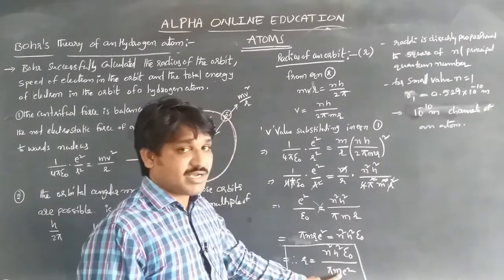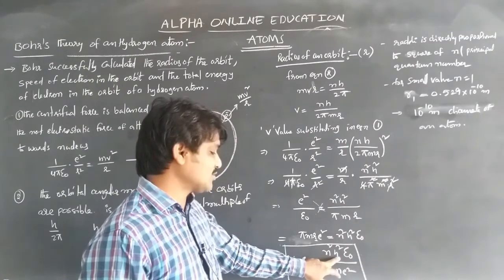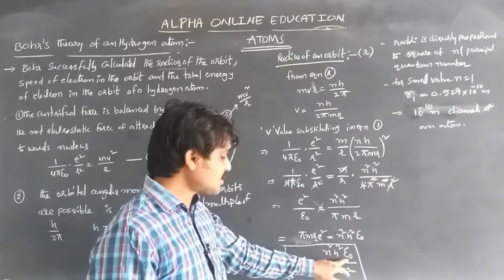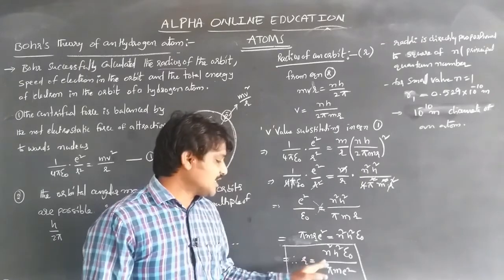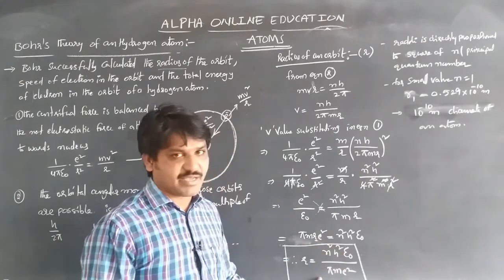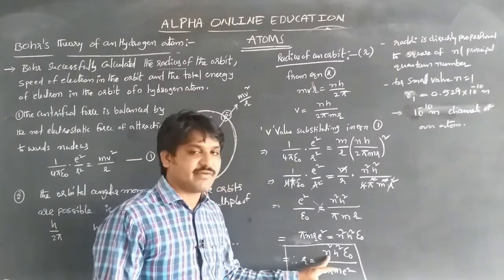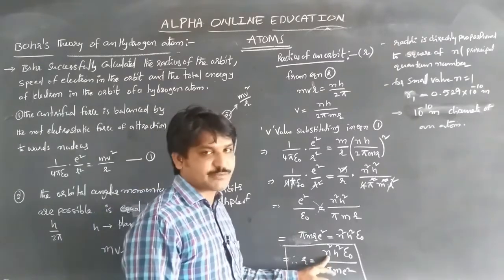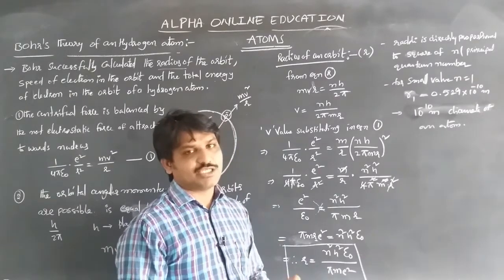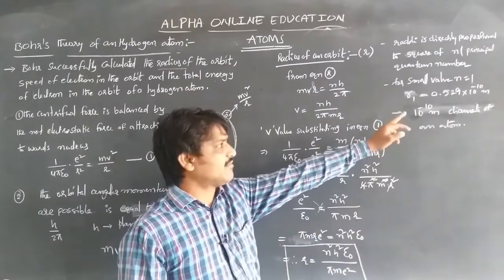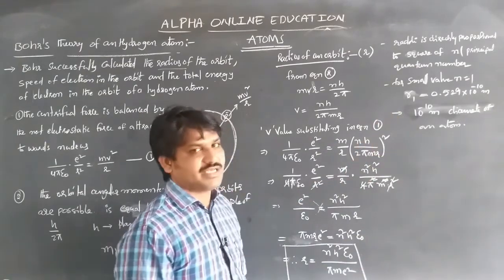Here m is the mass of the hydrogen atom, e is the charge, n is the number of the orbit, h is Planck's constant, and epsilon is the permittivity. Pi is the constant, so r is equal to n square h square epsilon naught by pi m e square is the equation for the radius. The radius is directly proportional to the square of n, where n is the principal quantum number. For the least orbital, n is equal to 1, we get 0.529 into 10 to the power of minus 10 meters as the radius.